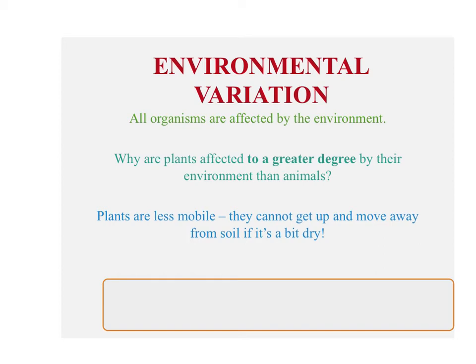Standard answer, plants are less mobile. We spoke about this when we were doing photosynthesis, when we were looking at taxes and kinesis as well. It's because plants are less mobile, they're not going to be able to get up and move away from their soil if it's a little bit dry, or move to another area if there are more nutrients there, for example.